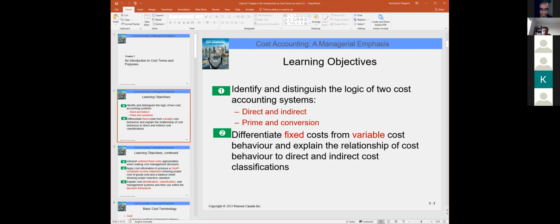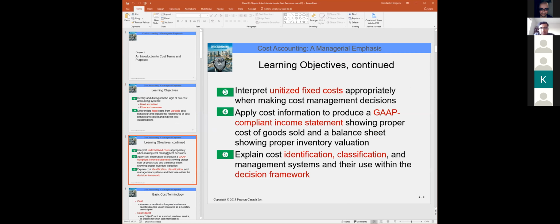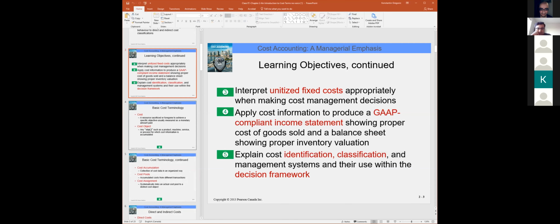So we're basically gonna talk about what's a direct cost, what's an indirect cost, what are prime costs. Contribution margin analysis talks about fixed and variable costs. So we'll quickly run through those. What's fixed costs? What's fixed cost per unit? What's fixed cost over a relevant range? We'll apply that cost information. We're going to do a GAAP income statement, and then we're going to compare it to a contribution margin statement, which is basically broken down by fixed costs and variable costs. And then again, the identification and classification of those costs.